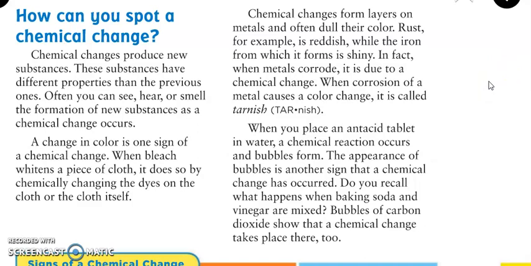Do you recall what happens when baking soda and vinegar are mixed? Bubbles of carbon dioxide show that a chemical change takes place there too. So when we mix vinegar and baking soda together, it's another example of releasing bubbles of carbon dioxide.